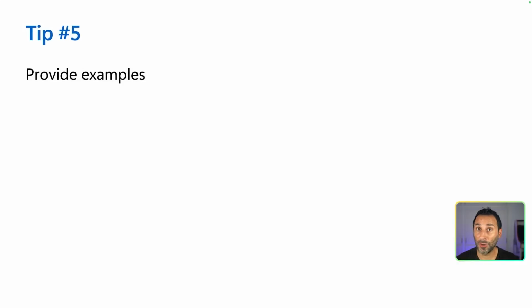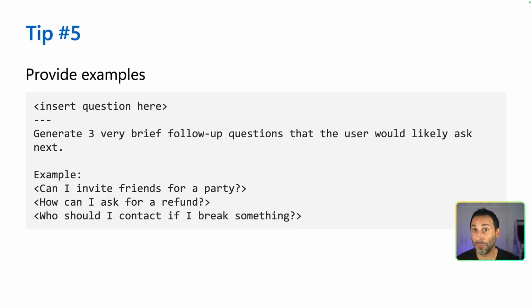Remember the few-shot learning technique we've just seen? Sometimes the easiest way to get the results you want is simply to provide a few examples instead of a long description. So here I want to generate 3 brief follow-up questions following an existing user query. Just instead of describing what I want, I can just provide an example. And with the example, I can also specify the format.